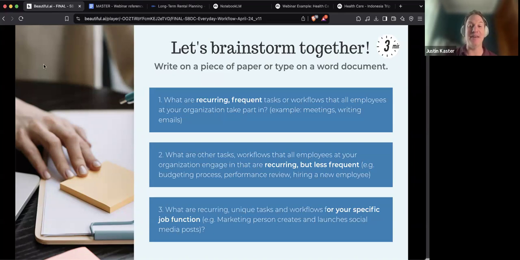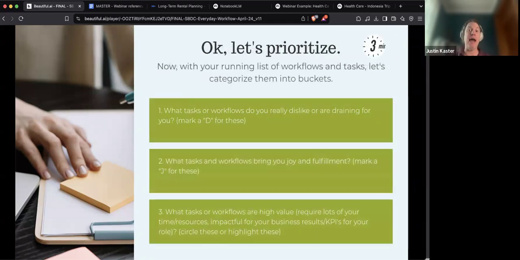So hopefully you got a list of these different kinds of tasks and workflows. So now let's prioritize, right? Let's look through that list. And let's start asking ourselves these three questions. What tasks or workflows do you really dislike or find draining? Just mark a D next to those. Like if you could get rid of those or minimize the time you spend on them, expense reports, whatever they are, write down D next to those.